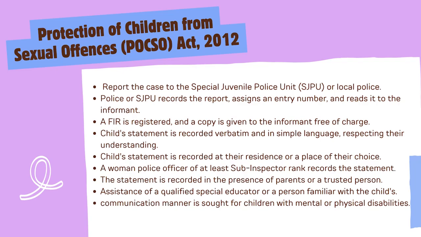Protection of Children from Sexual Offences, POCSO Act 2012. The POCSO Act prosecutes sexual crimes against children under 18 years. Cases of bullying involving sexual harassment can be prosecuted under this Act. Reporting procedure under the Act. Report the case to the Special Juvenile Police Unit, SJPU, or local police. Police or SJPU records the report, assigns an entry number, and reads it to the informant. FIR is registered and a copy is given to the informant free of charge.